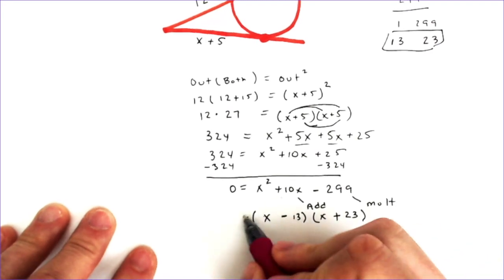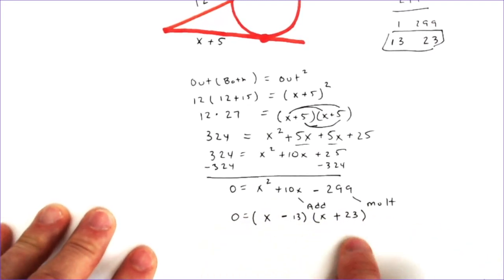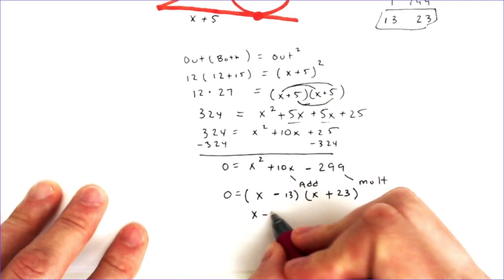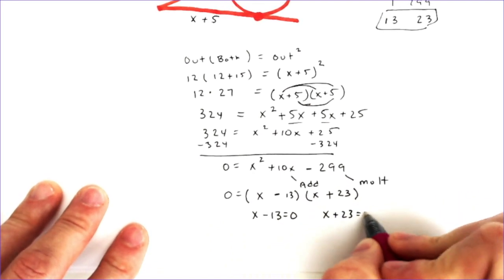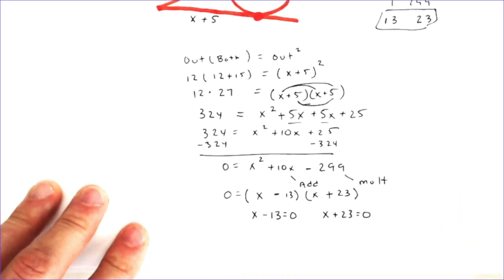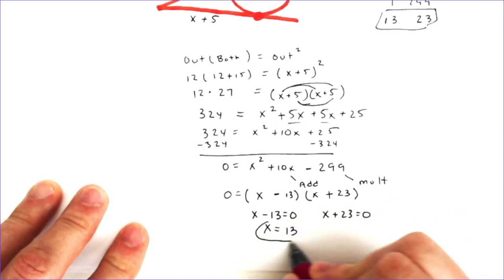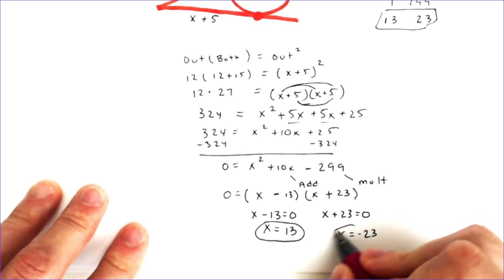And again, these are not the solutions, these are the factors. We have to set these individually equal to 0 to get the solution. So I have x minus 13 equals 0, x plus 23 equals 0. Add 13, you get 13 as one answer, and negative 23 is the other.